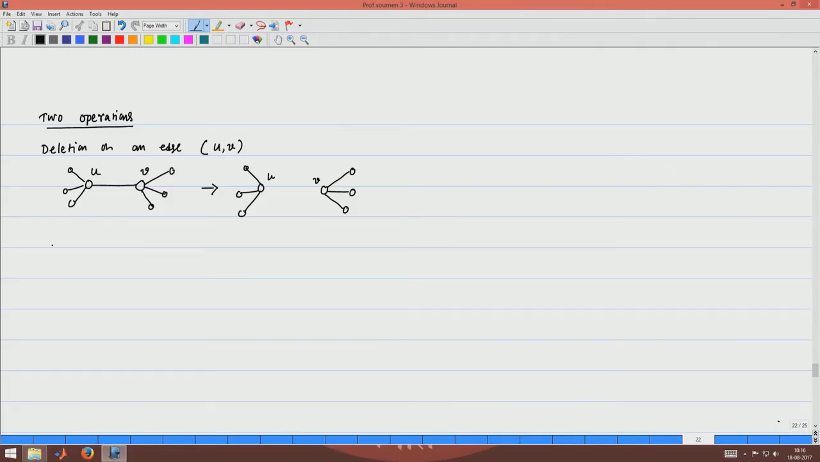Okay. The other one is important, which is called contraction of an edge UV. So, contraction of this edge UV results in this graph.